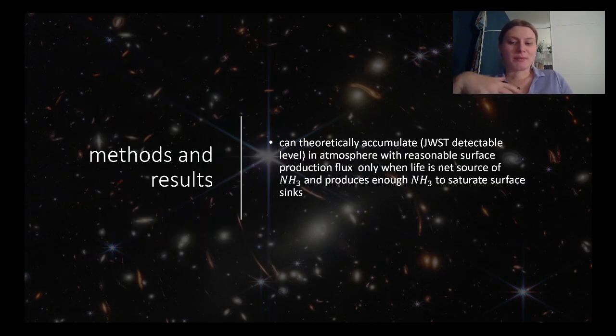Now I'd like to talk about methods and results. Basically, what you need to know is that NH3 can theoretically accumulate in the atmosphere with reasonable surface production flux only when life is the net source of NH3 and produces enough NH3 to saturate surface sinks.